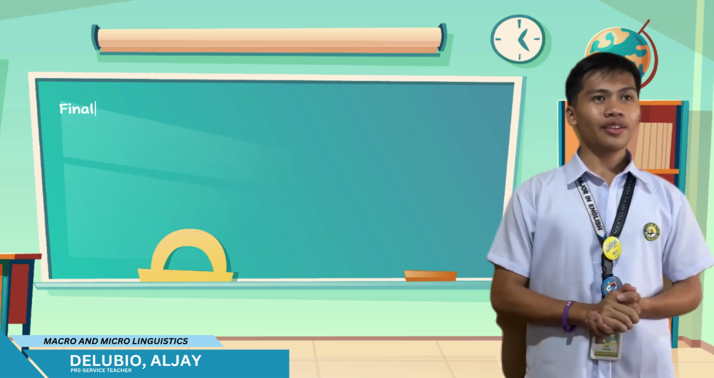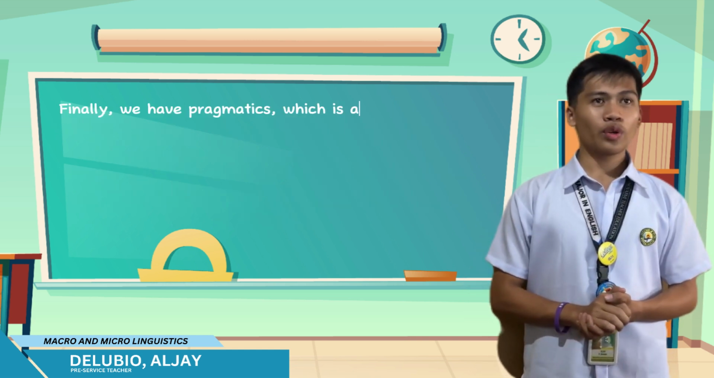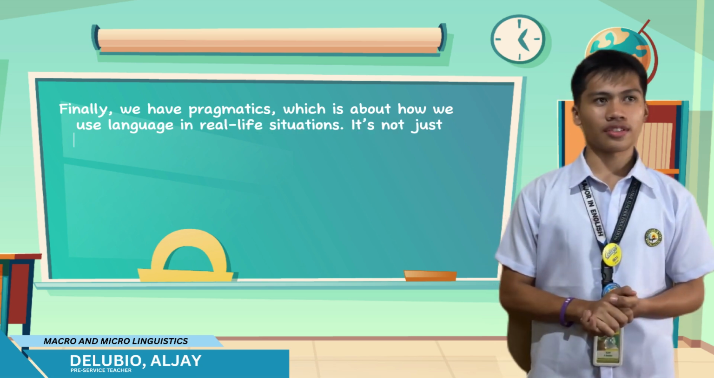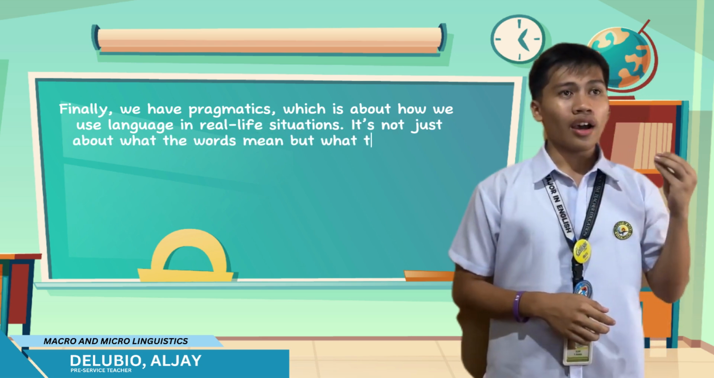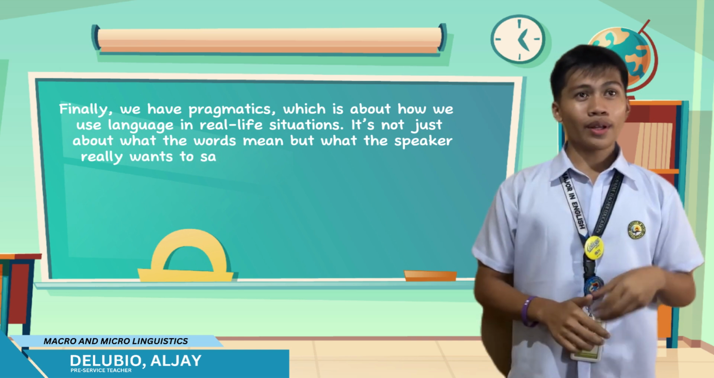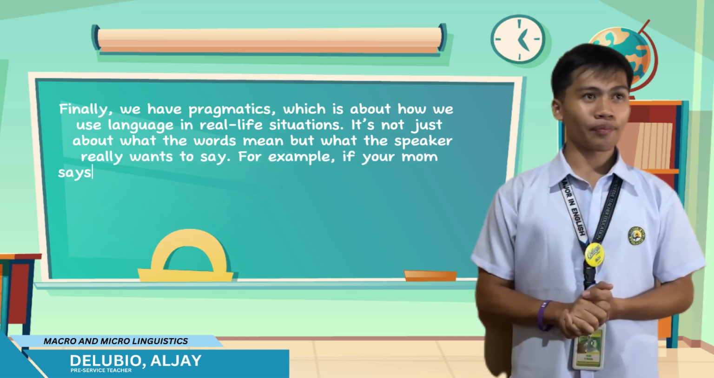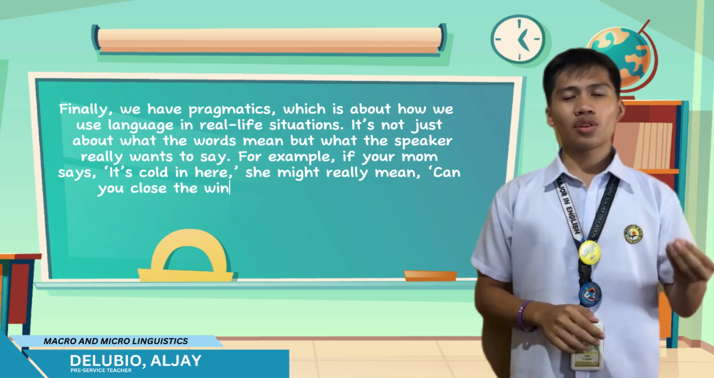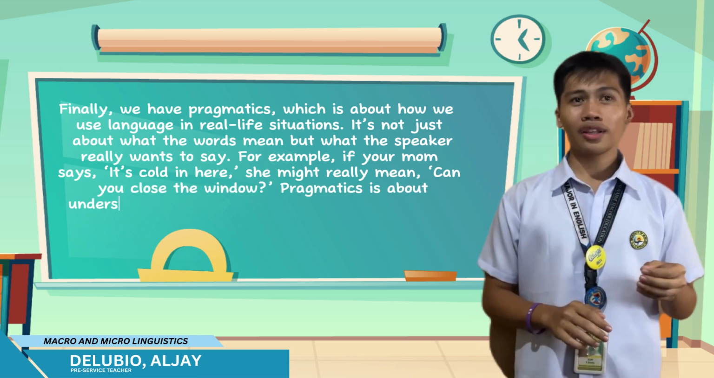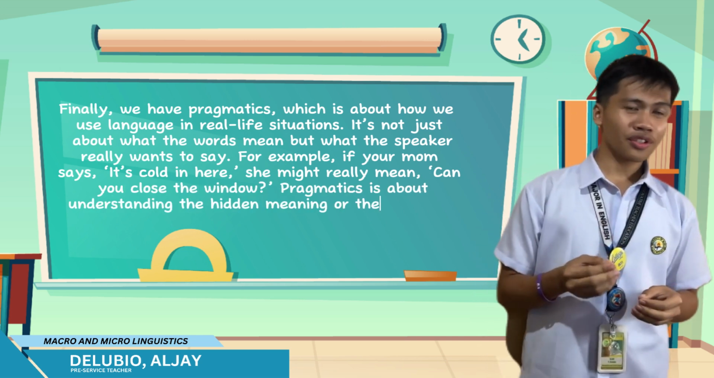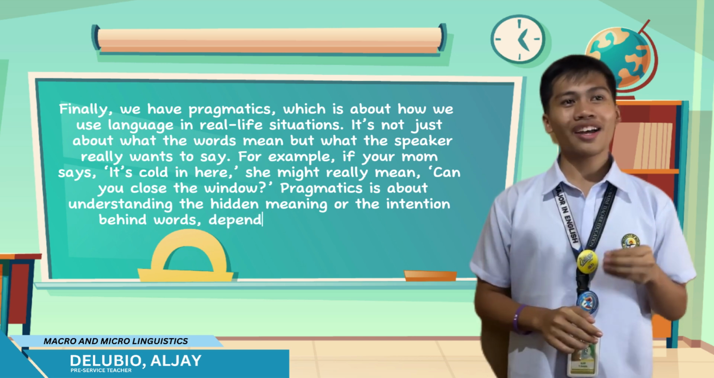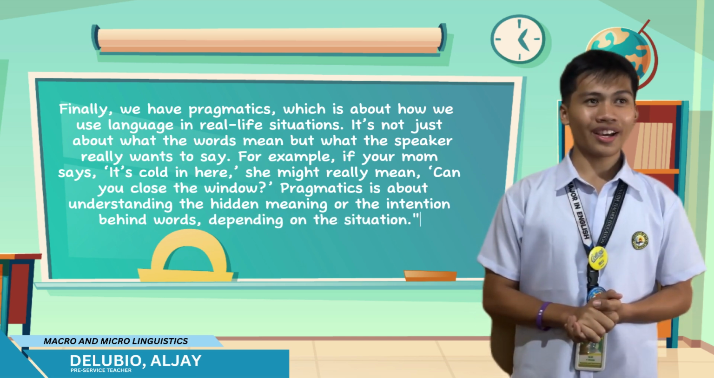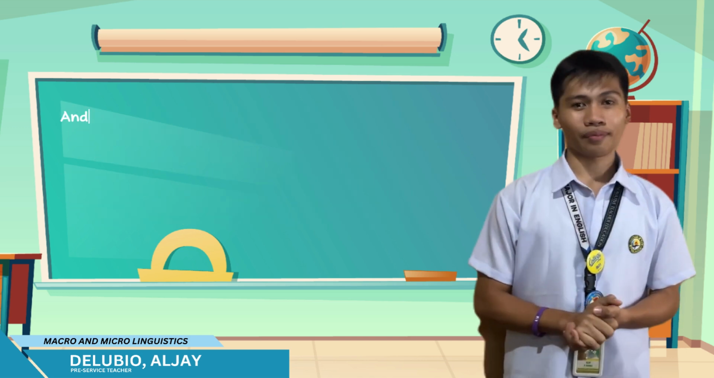And finally, we have pragmatics, which is about how we use language in real-life situations. It is not just about what the words mean, but what the speaker really wants to say. For example, if your mom says, "It's cold in here," she might really mean, "Can you close the window?" Pragmatics is about understanding the hidden meaning or the intention behind the words depending on the situation.